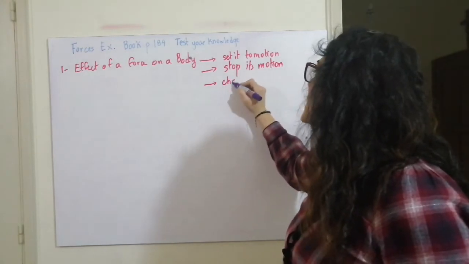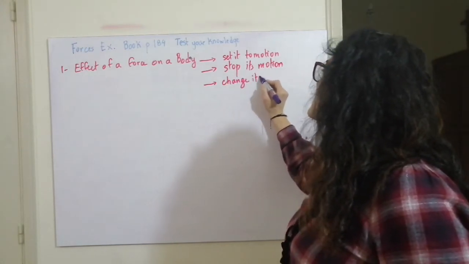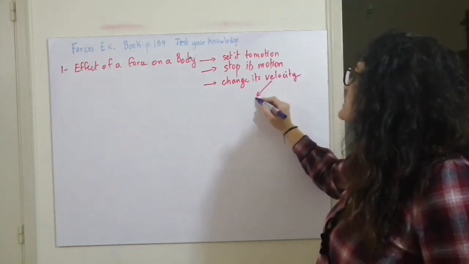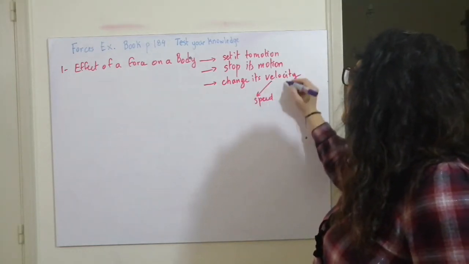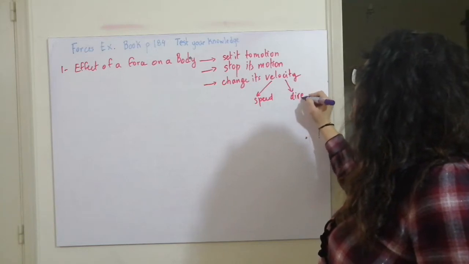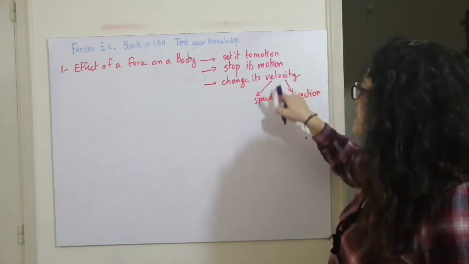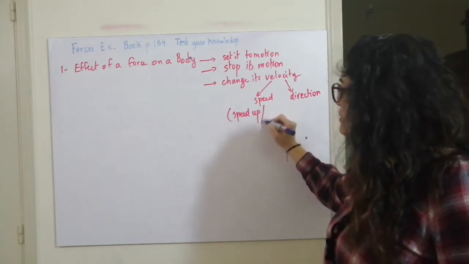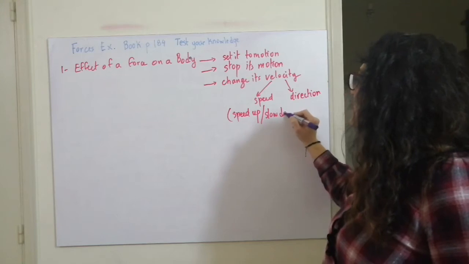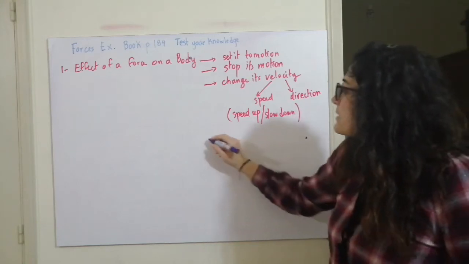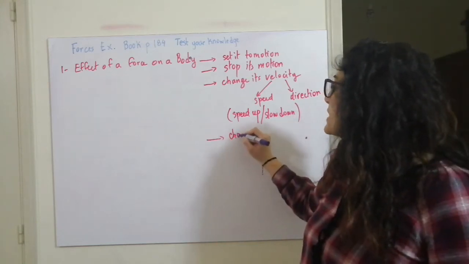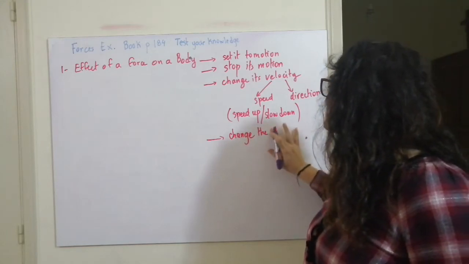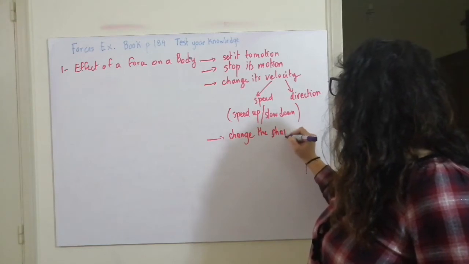We have change its velocity. Whenever I say velocity, I mean speed. I also mean direction. And when I say change the speed, it may speed up or slow down. And finally, the force can also change the shape of a body.